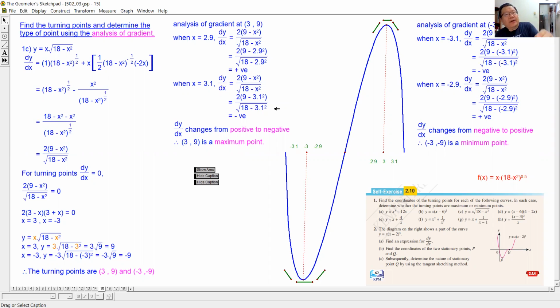So you follow the steps closely and correctly. Take a smaller point, substitute inside the dy dx, and you get a positive value. Bigger point, you substitute, you get a negative value. So from positive to negative, it is a maximum point. And you have to write out these things here.